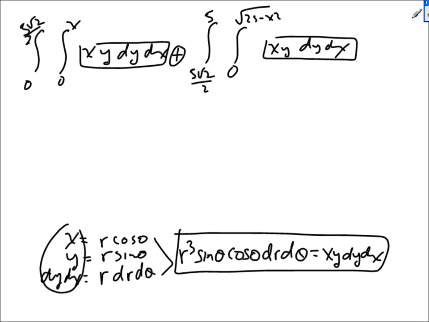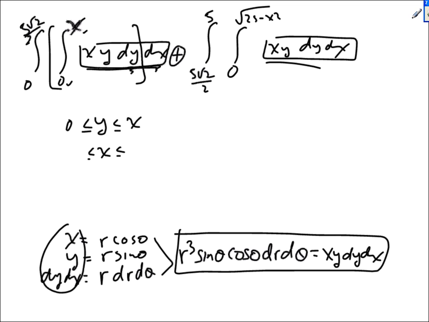And it's the same in both integrals. We're adding two double integrals, and the integrands are the same. Let's look at what we're integrating over, very carefully. The first integral is with respect to y. Y goes between 0 and x. And x goes between 0 and square root of 2 over 2. Let's graph this.